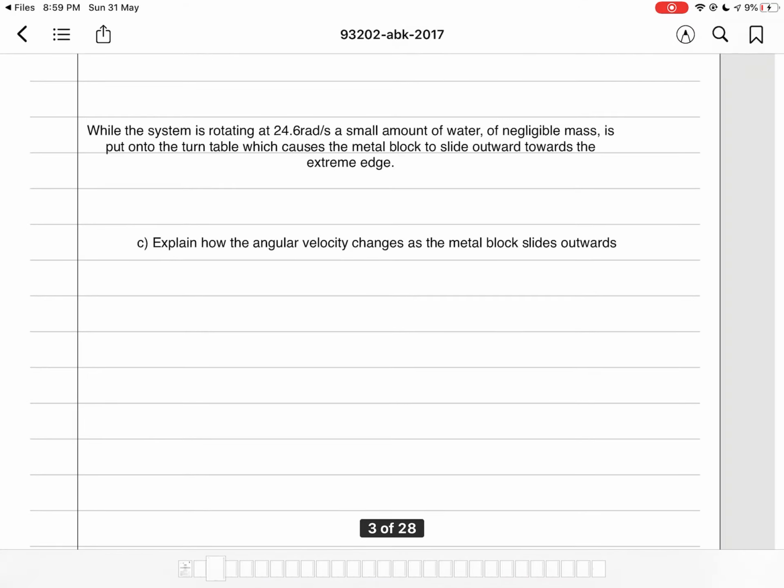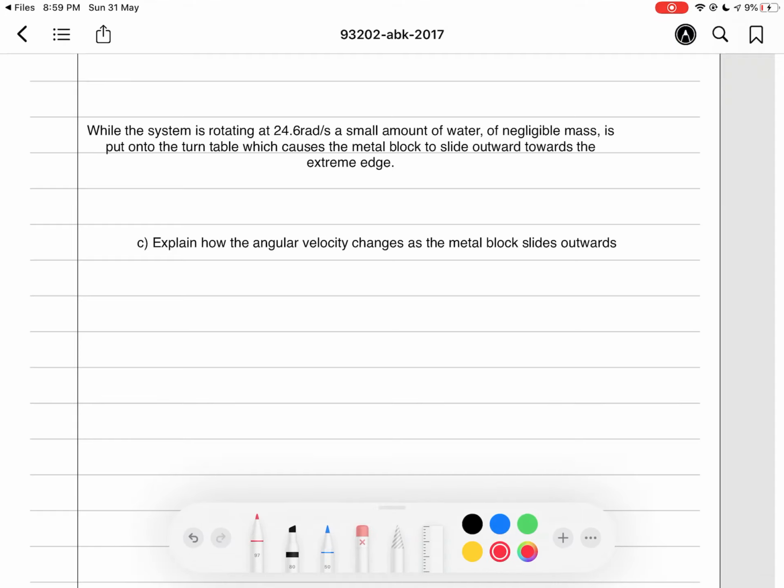Question C. While the system is rotating at 24.6 radians per second, a small amount of water of negligible mass is put onto the turntable, which causes the metal block to slide outwards towards the extreme edge. The amount of water is negligible mass, which means it has negligible rotational inertia. If the water had rotational inertia, that would increase the rotational inertia because we're adding to the system.